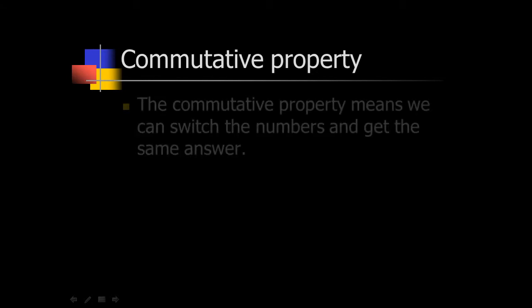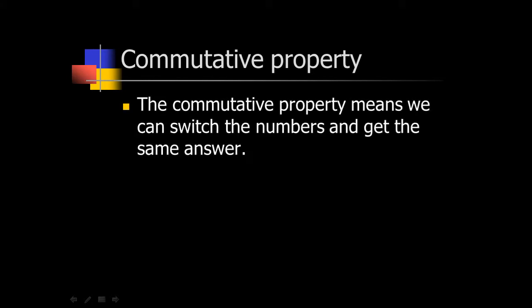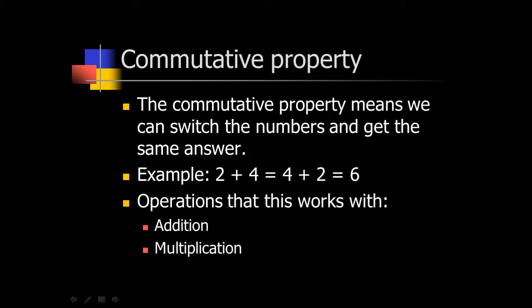Let's discuss the first property known as the commutative property. The commutative property means that we can switch the placement of the numbers, and we get the same answer. For example, if we have 2 plus 4, that's equal to 6, and so is 4 plus 2. It doesn't matter the order that I say 2 and 4. When we're adding them together, we're always going to get 6. A key note with this particular property is that it only works with addition and multiplication. It does not work with subtraction and division. Don't believe me? Try it out for yourself.